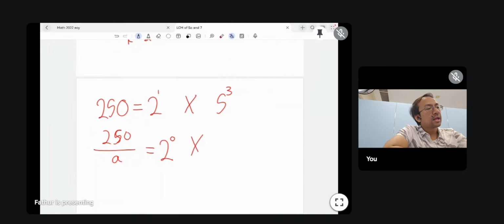Then times 5 to the power of? Look at the power. Is this a multiple of 3? Yes, it is. So don't do anything about it. So which means A equals to the difference in the power. Ta-da! That's all.